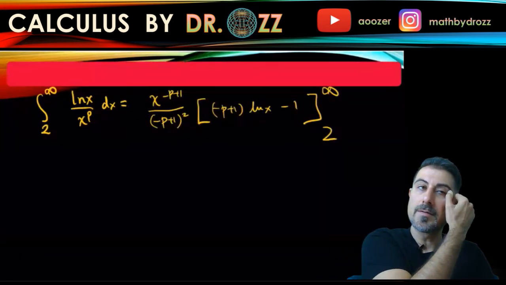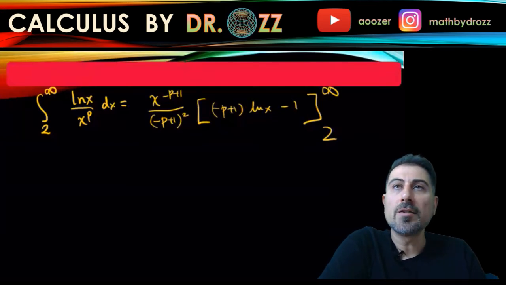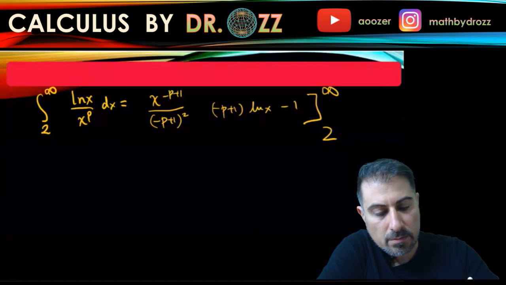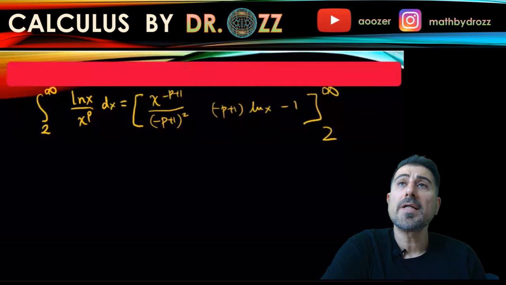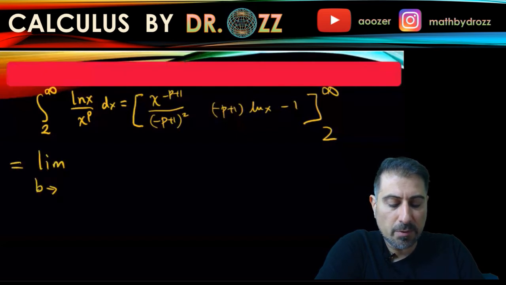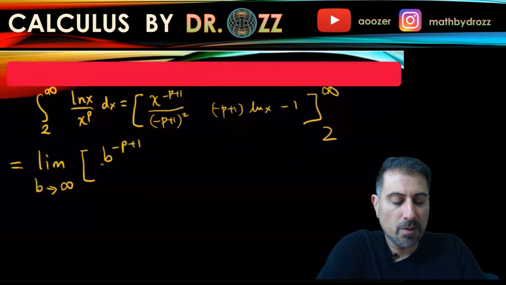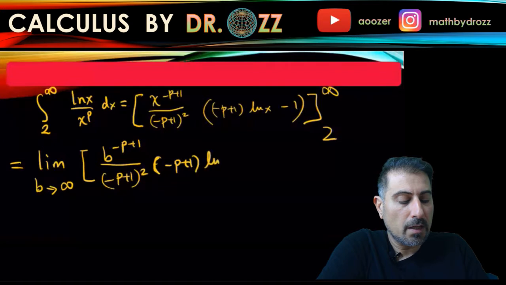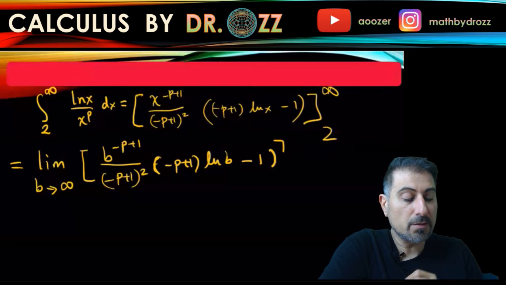All right, so I copied forward the value of the indefinite integral. Maybe I should also put the bracket here, right? So let's put the bracket here. So I'm going to plug in infinity, but I can't, so I should consider that in the limiting sense. So I'm going to write it as the limit as b approaches infinity of b to the minus p plus 1 over minus p plus 1 squared, times minus p plus 1 ln b minus 1. So that's us taking care of the upper limit.